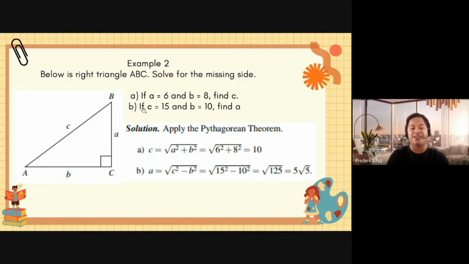For the next given, if C is equal to 15 and B is equal to 10, find A. So since C is the hypotenuse, we're going to use this formula. A is equal to the square root of C squared minus B squared, where C is equal to 15, so 15 squared, which is equal to 225, minus 10 squared, which is 100. So 225 minus 100 is equal to the square root of 125, and its simplest form is 5 square root of 5. So take note po that the value of C here is the longest po.